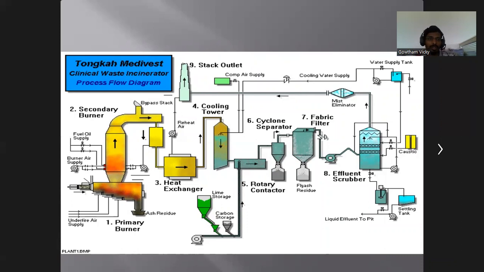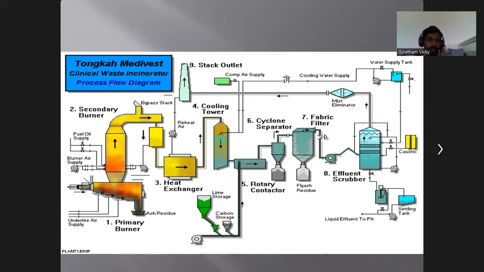Now the clinical waste incineration and its process flow diagram. In this flow chart, the overall incineration process is taken into account. In this system, there is the line storage, then the heat exchanger, then the secondary burner, then the cooling tower, and then the stack outlet.